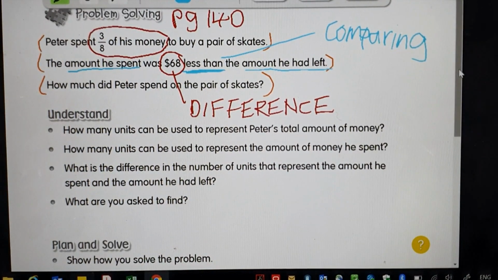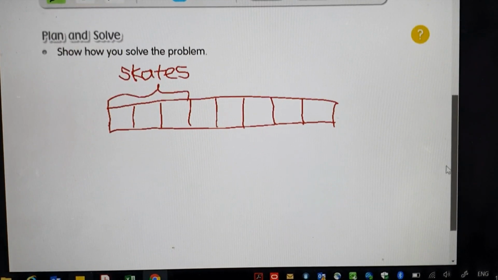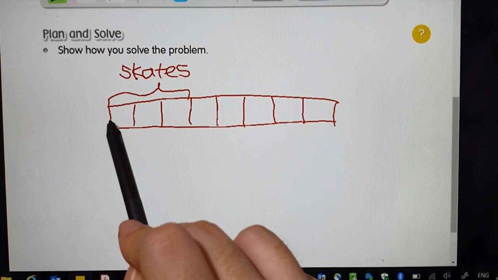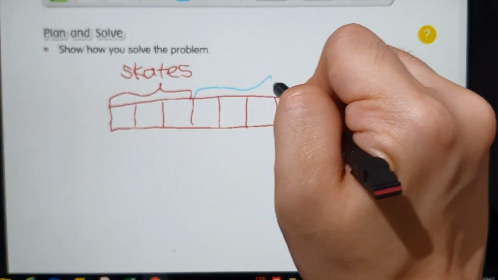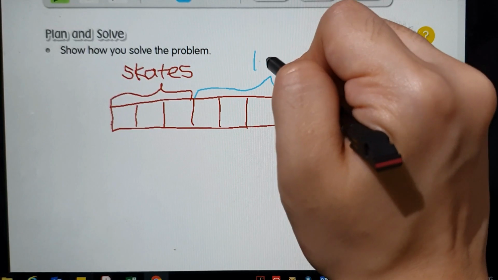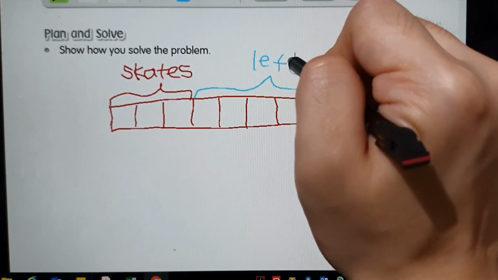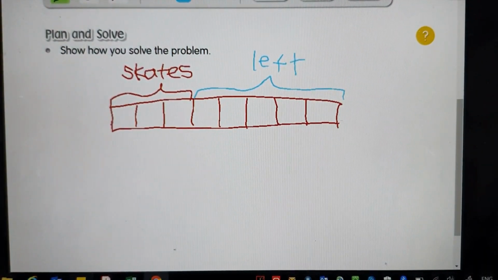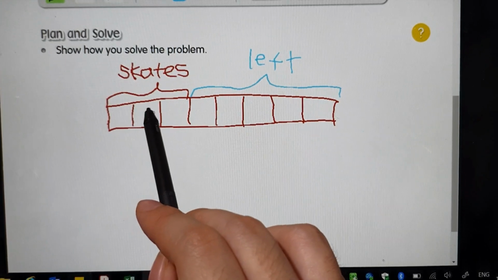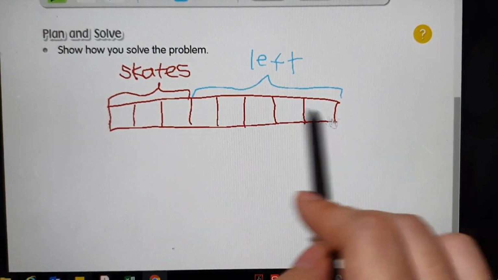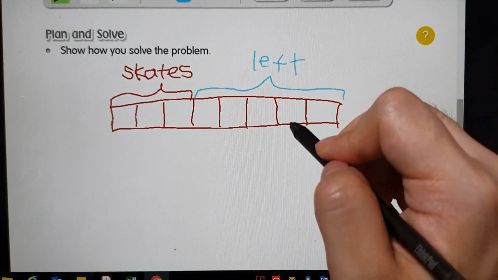So now, let's go back to our model here. If he actually spent 3 units here, can you see that 5 units would be what he had left? But do you think these 5 units actually represent 68? No, because 68 represents the difference between what he had left and what he spent. So the difference between 5 units and 3 units is actually 2 units.